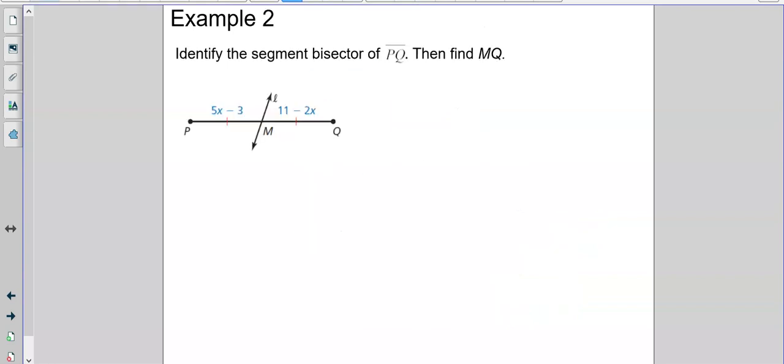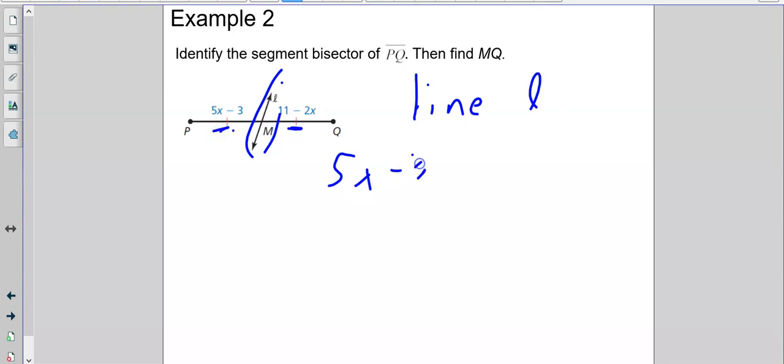All right, identify the segment bisector of PQ, then find MQ. Well, the bisector is right here. So the bisector is line L. That's the bisector. And now I'm just going to do the same thing. The two parts are equal to each other, as marked by the hash marks here and here. So 5x minus 3 equals 11 minus 2x.